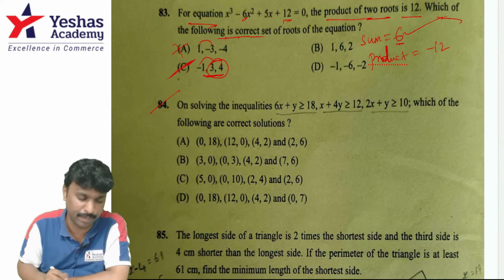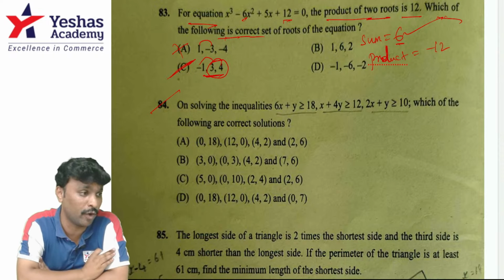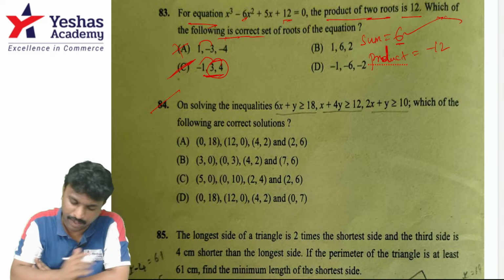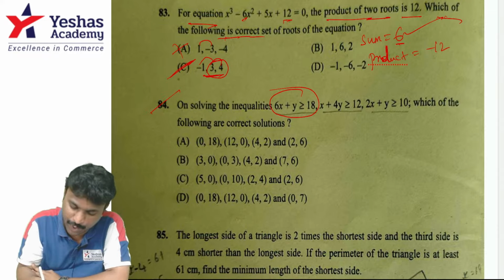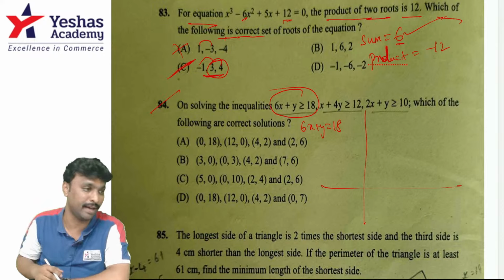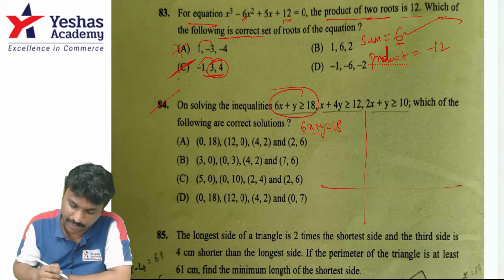As the next question, question number 8, it's on inequalities. Which of the following is the correct solution? Guys, draw one inequality at a time. 6x plus y equal to 18, you consider first. So draw this line. Let me use red ink for this. 6x plus y equal to 18.